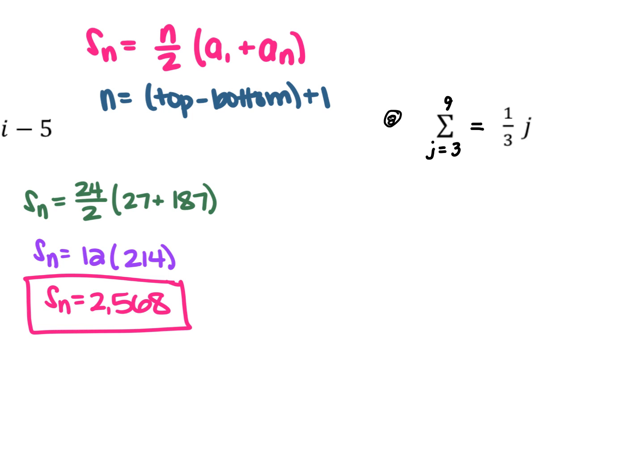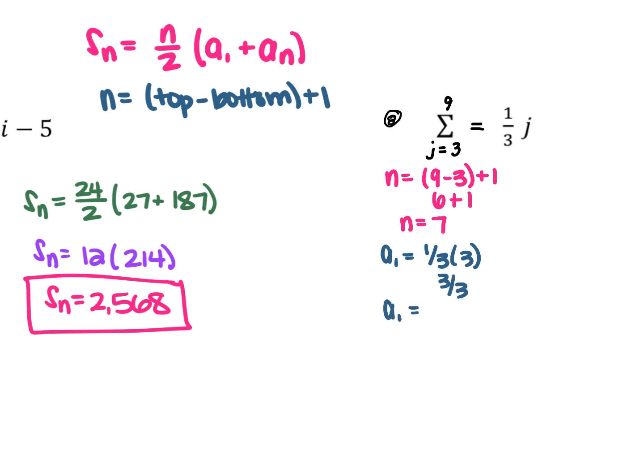For number 8, you're finding the sum starting at 3, going to 9, and your rule is 1/3 times j. So first find n. To find n, we're going to do top minus bottom plus 1. That gives us 6 plus 1, which means n is 7. To find a sub 1, we're going to plug the 3 in. So that's 1/3 times 3, which gives us 3 over 3, and that a sub 1 is just 1.